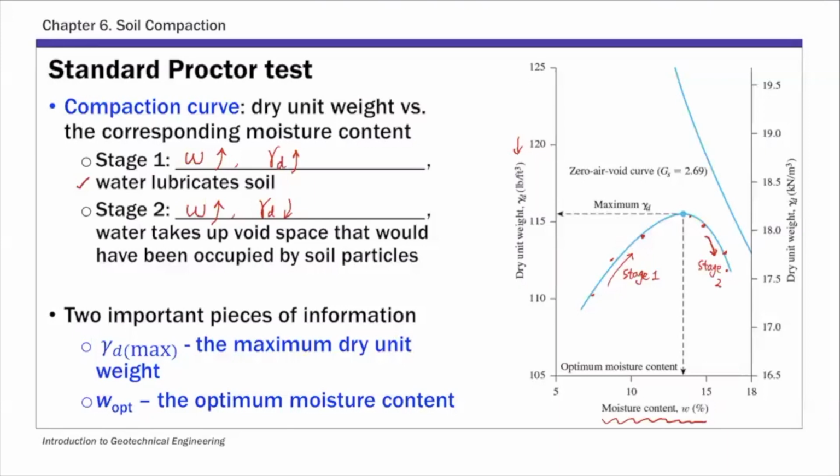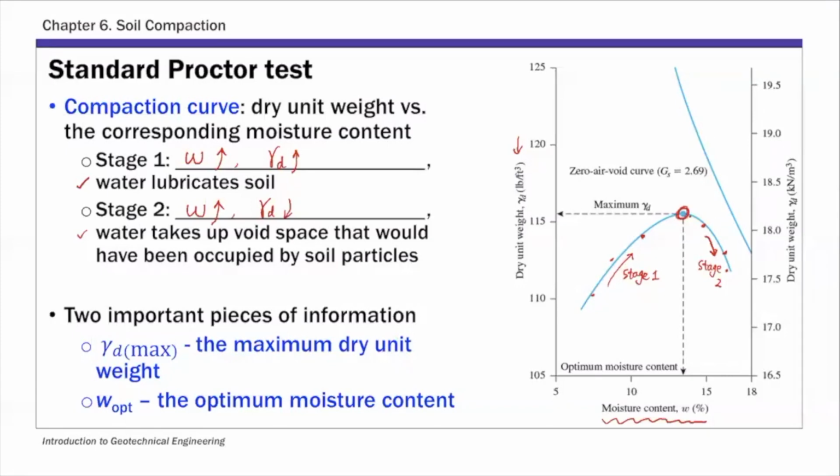In the second stage, as you further increase water content, water takes up void space that would have been occupied by soil particles. So that's why as you increase water content in stage 2, you'll see the dry unit weight actually decreases. And this turning point, right here.